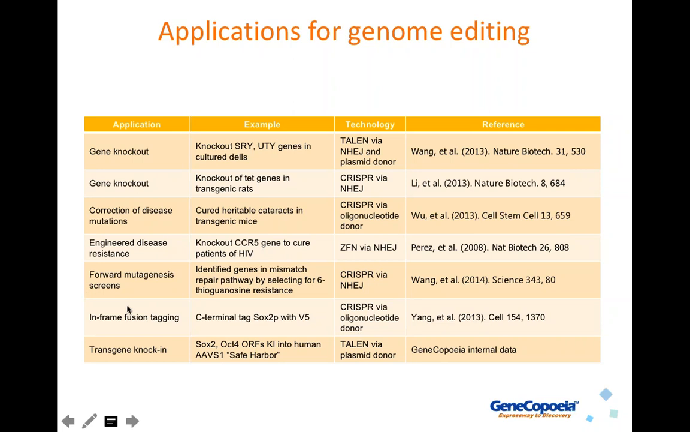You can do forward mutagenesis screens using pathway-specific or whole genome single guide RNA libraries. There's in-frame fusion tagging. Like one published example is to put a C-terminal tag on a gene with V5, or you could use a fluorescent marker to tag your gene. And then there's also transgene knock-in, that is knocking in transgenes to specific sites known as safe harbor.